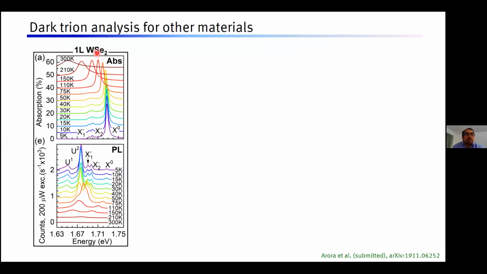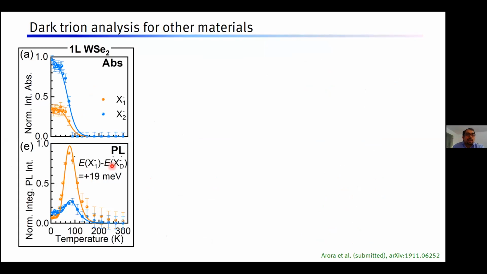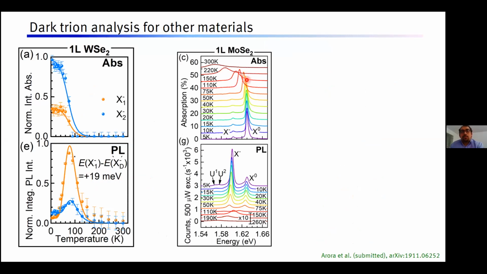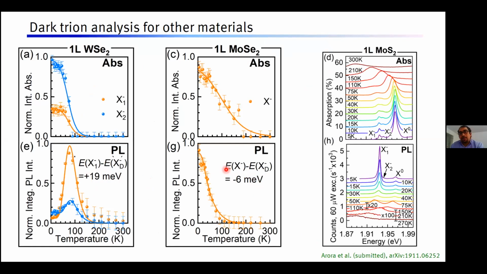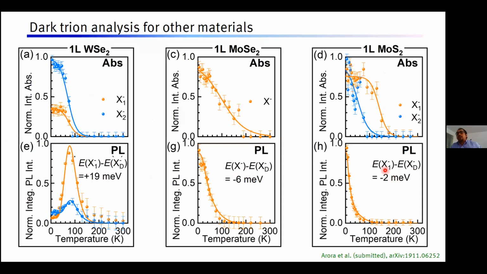We find that for tungsten diselenide, absorption and luminescence behave similarly, and the dark trion lies 19 MeV below the bright trion. So this is a dark material. For MoSe2, we find that the dark trion lies above the bright trion. So this should be a bright material. In fact, it's only 6 MeV above the bright trion. Whereas for MoS2, which is a mystery, we find that both dark and bright trions are rather degenerate in energy. They are very close to each other in energy. So it's a mixed state.